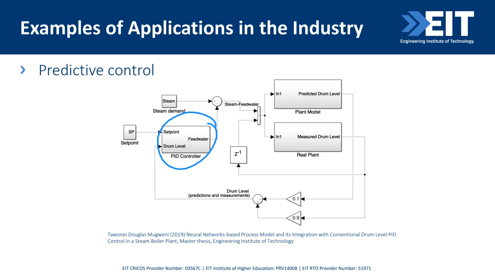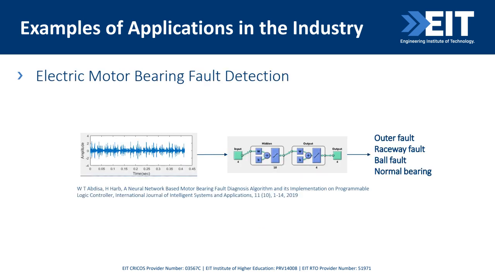So this was another example where machine learning was used by analyzing the data that was already available in the control system to make predictions of what would be the drum level, the water level in the drum, in the next few minutes.